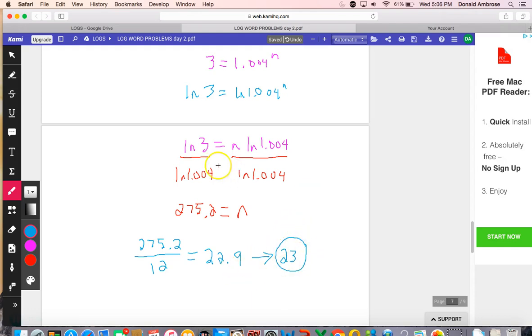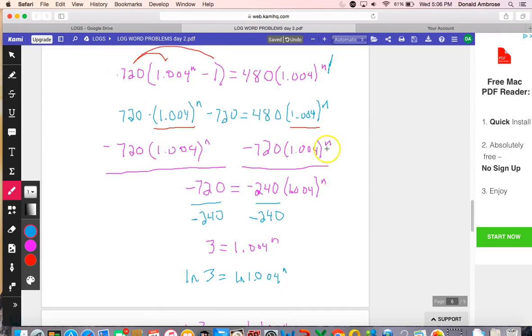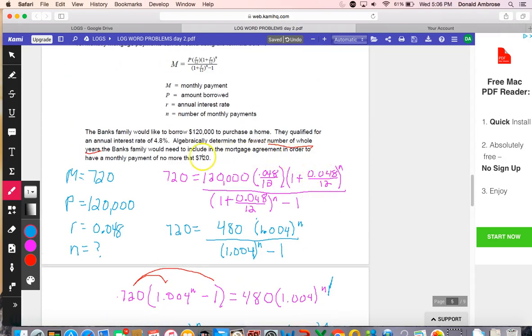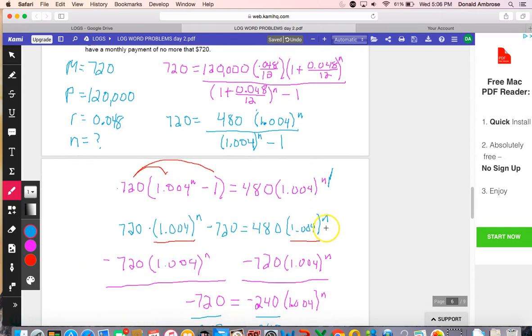Right? So that's how we solve this type of a problem. Again, it's a bit daunting, and there's a lot of steps involved. Obviously, you want to set up your equation carefully first, and then use the algebra that you know to carefully navigate your way through this particular question.